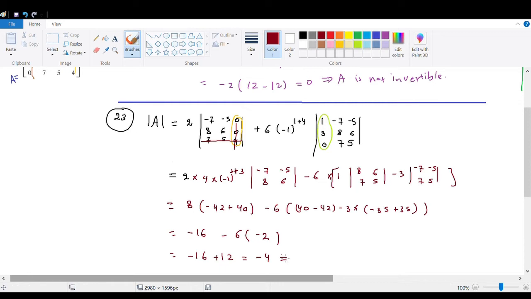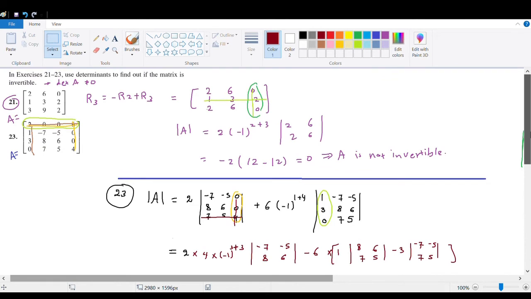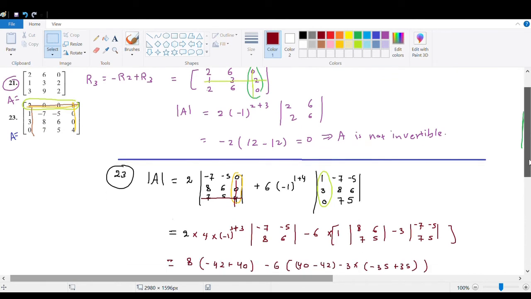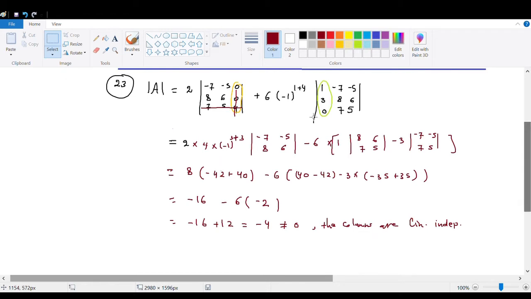So since this one is not equal to 0, that means the columns of the matrix A are linearly independent. We said here the columns are linearly independent, but the question is asked if the matrix is invertible. So also we can say here A is invertible.